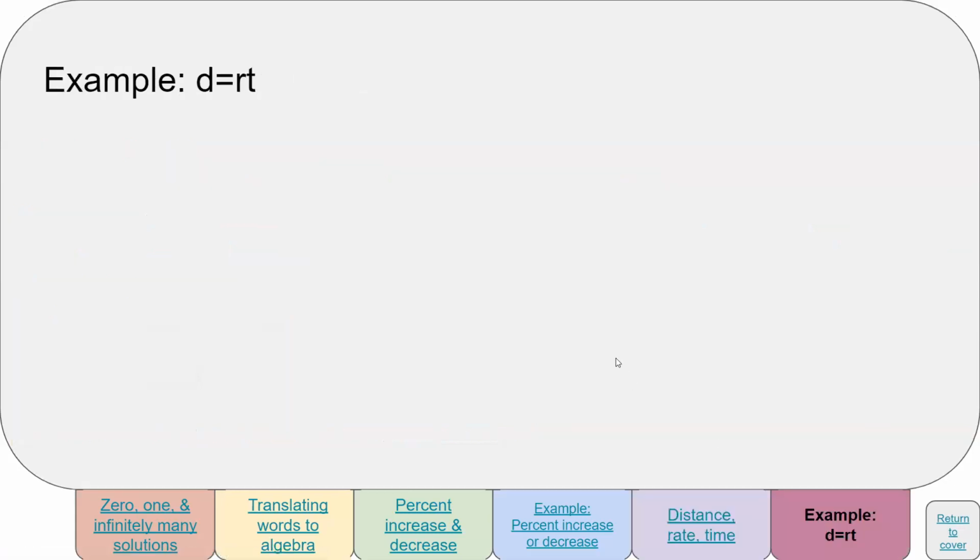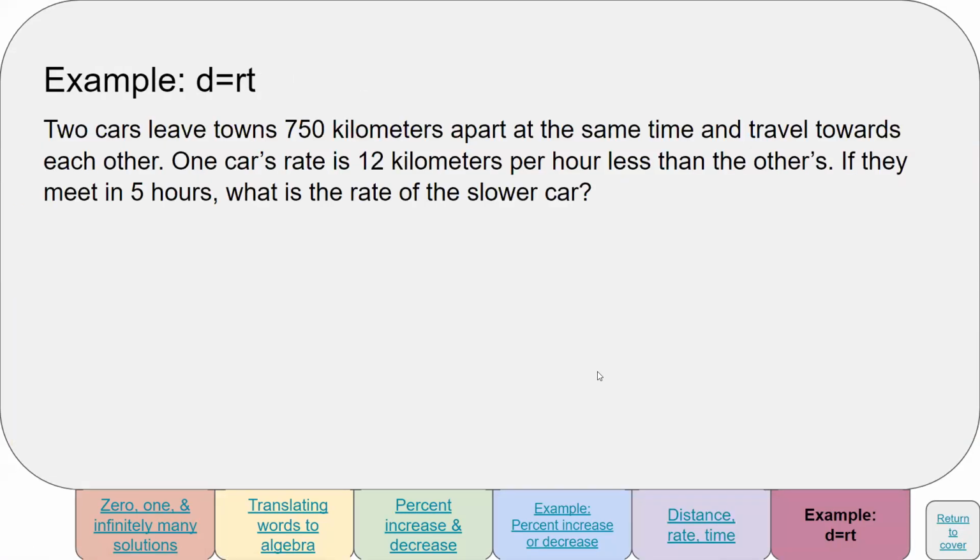So we have an example problem with d equals rt. We have two cars leaving. Everybody loves cars moving. Two cars leave towns 750 kilometers apart at the same time and travel towards each other. One car's rate is 12 kilometers per hour less than the other's. If they meet in 5 hours, what is the rate of the slower car?